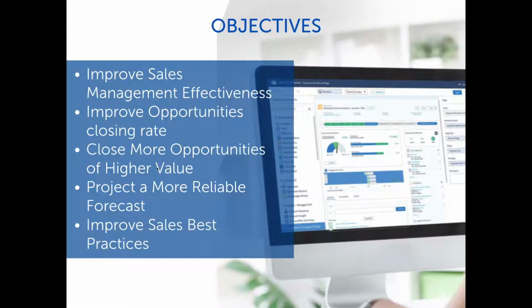We want to help you have a more reliable forecast. It's interesting because 46% of sales execs are not confident about the accuracy of their pipeline. That's nearly half of them. So this is something that happens in all organizations, or at least in most organizations. And we want to help you improve your sales practices. So basically, that's in a nutshell the objective of this webinar.